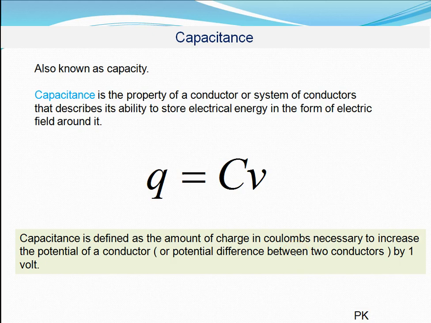Capacitance is the property of the system of conductors which shows the ability to store electric energy in the form of electric field around it. And you say Q is proportional to V, Q equal to CV, C is the capacitance, and this is the simple definition. Capacitance is defined as the amount of charge in coulombs necessary to increase the potential of a conductor, or the potential difference between two conductors, by 1 volt.